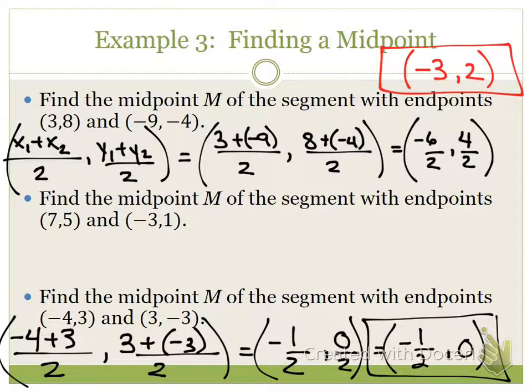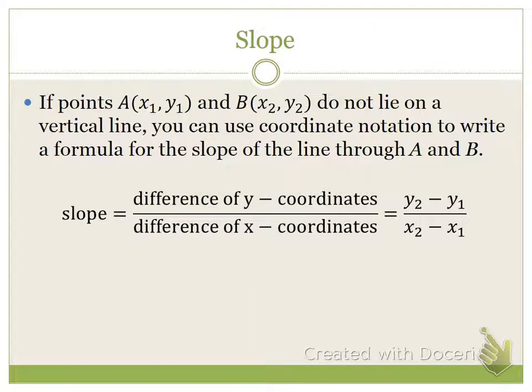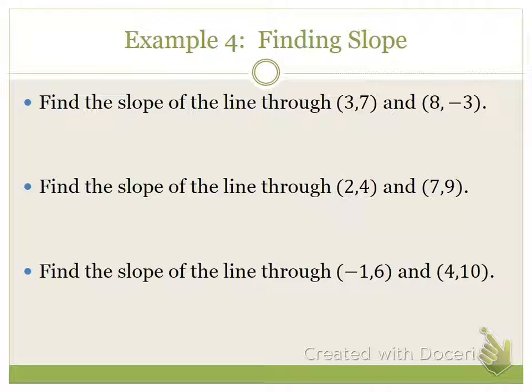Now the last thing I need to learn, and good news, you've already learned this one. I already taught this to you, to find slope. To find the slope, my formula is y2 minus y1 over x2 minus x1. Okay, so here we go. Find the slope of the line that passes through points 3, 7, and 8, -3.